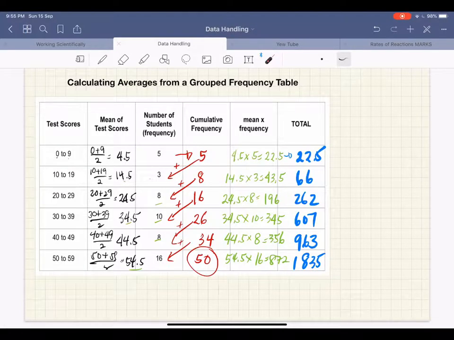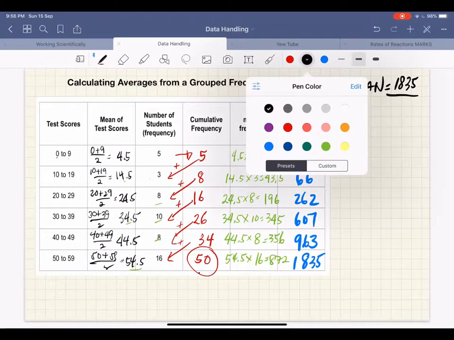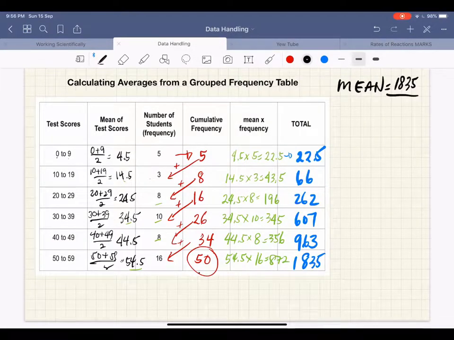Okay, so you have the total, you have the cumulative frequency. We can now calculate for the mean. Okay, so the mean is equal to the total, which is 1,835, divided by the cumulative frequency, which is 50. So the mean is 36.7. There's the mean.